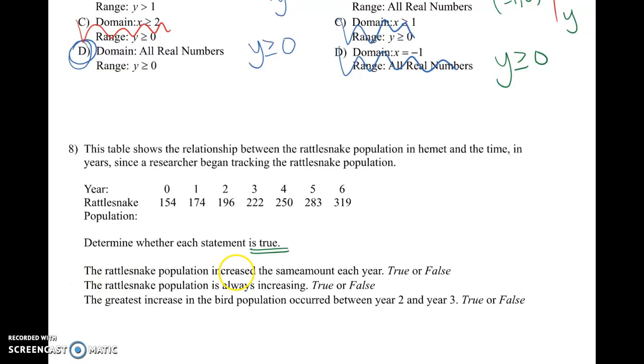The rattlesnake population increased the same amount each year. So it looks like they increased 20 here and increased 22 here. So already we can tell that that's false because it's not the same amount. Sorry for my typo there, there should be a space. Let's see the next one. It says the rattlesnake population is always increasing. So 154 does increase to 174, does increase, does increase, does. Yes, it is increasing all the time. That's true.